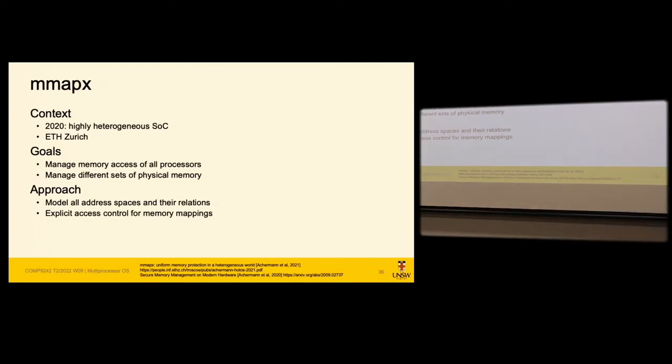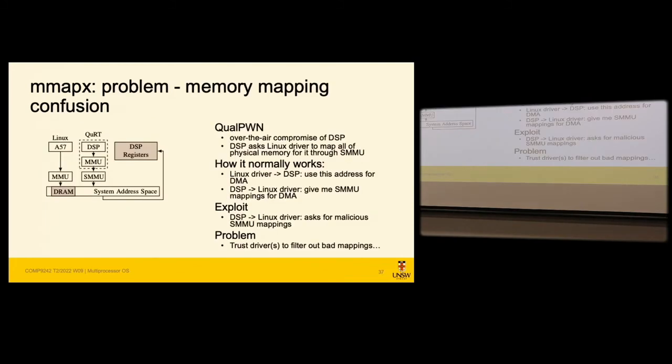So before I talk in a little more detail about that, I want to talk about what kind of problems this is trying to address. This is an example of a Qualcomm chipset. It's got your Linux application processor running there. It's got a system address space with its RAM here. The MMU protects access to the RAM, so different processors on the application processor can access different RAMs. The kernel can access all the memory and so on.